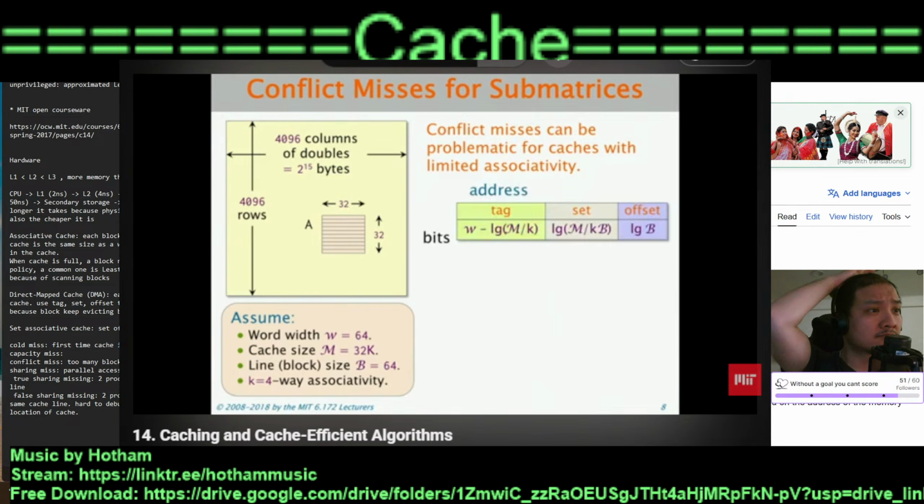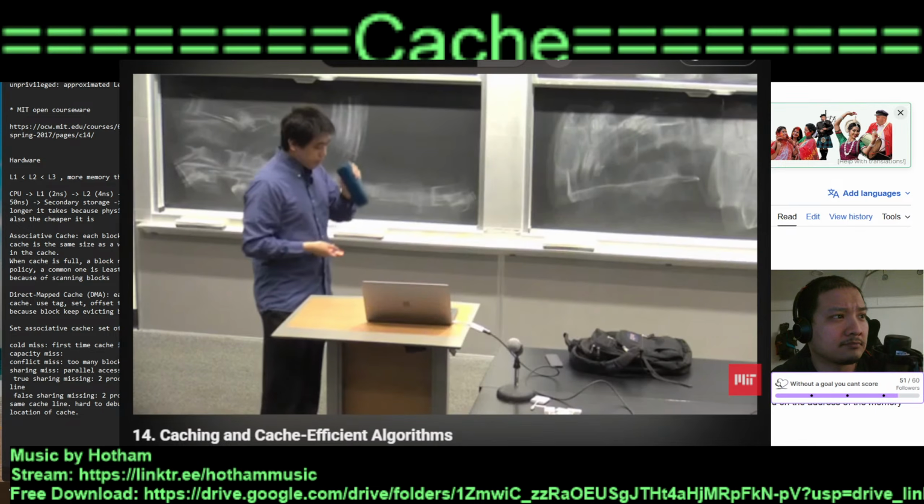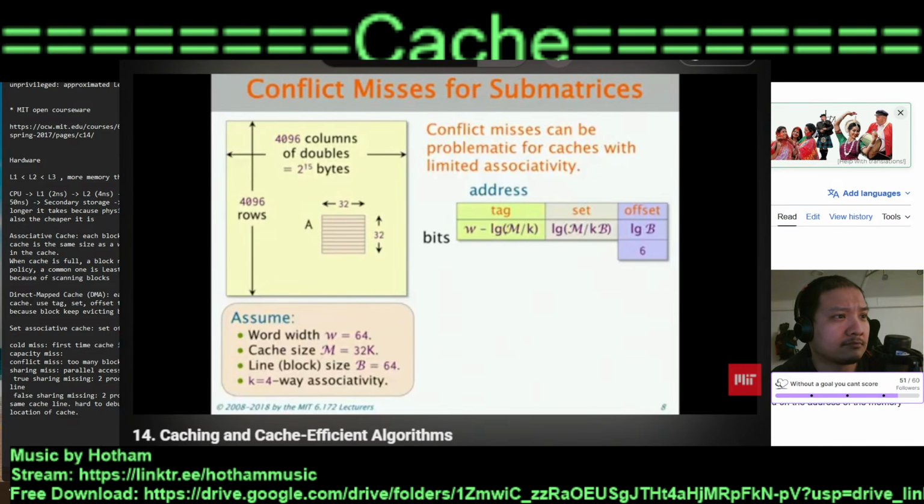So let's look at how the bits are divided. Again, we have this offset, which takes log base 2 of B bits. How many bits do we have for the offset in this example? Right, we have 6 bits, so it's just log base 2 of 64. What about for the set? How many bits do we have for that? 7. Who said 7? Yeah, so it is 7.